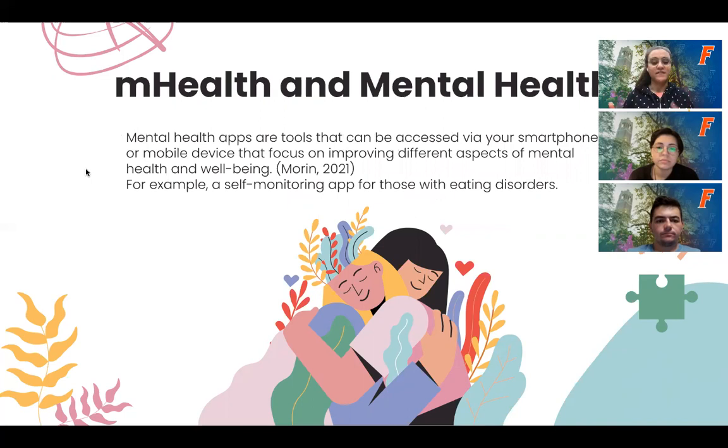Then, as it relates to mental health, a mental health app is any tool that can be accessed via your smartphone or any other mobile device, laptop, tablet, that can focus on improving different aspects of mental health and well-being. For example, self-monitoring apps for eating disorders, mindfulness apps, journaling, etc.